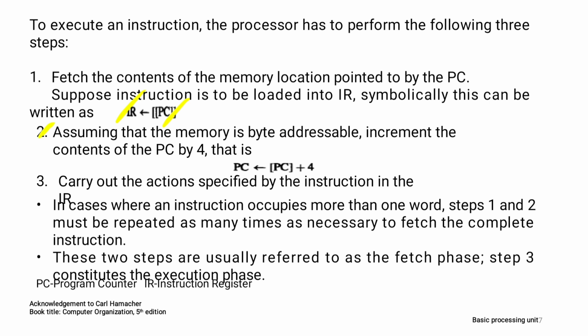Then the second step: assuming that the memory is byte addressable, increment the contents of the PC by 4. So after the first instruction is loaded, the PC is incremented by 4 so that the PC can point to the next memory location where the next instruction is stored. The third step is to carry out the action specified by the instruction in the IR.